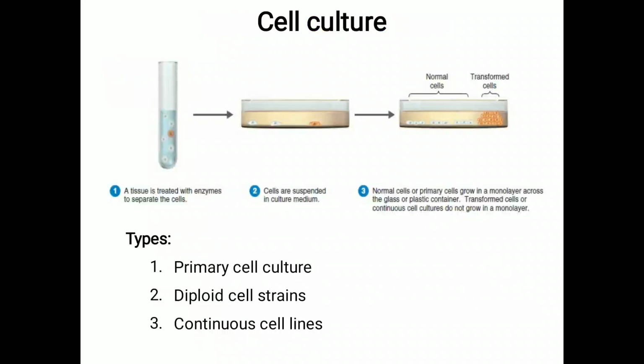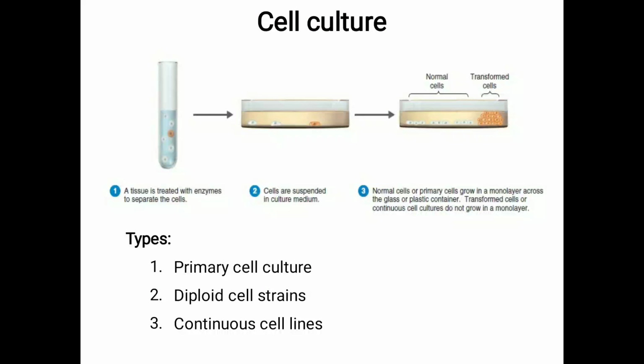You can see in the image, a tissue is treated with enzymes. The first step is that the tissue is treated with enzymes to separate the cells. Proteolytic enzymes, as the name suggests, cause the lysis of proteins, with the help of the enzyme trypsin and mechanical shaking. Likewise, tissues are dissociated into cells.